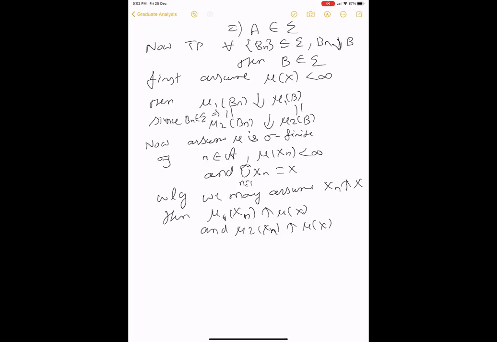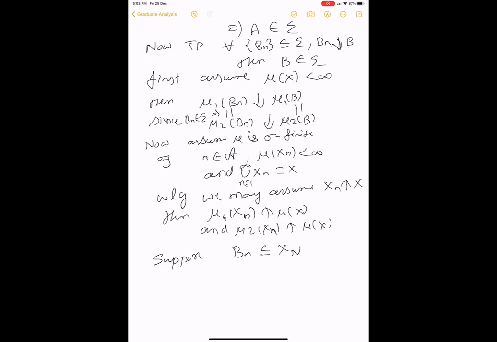For that, we are assuming the whole set X, the universal set X, can be written as some increasing union of Xn. Now we will restrict our measure to Xn. There, mu1 and mu2 coincide. We will prove that they coincide on that. Now suppose all these Bn's are contained in some Xn.